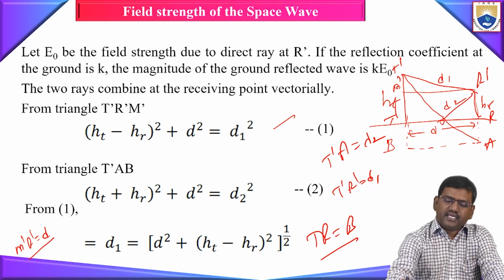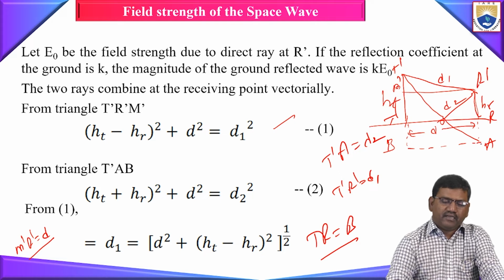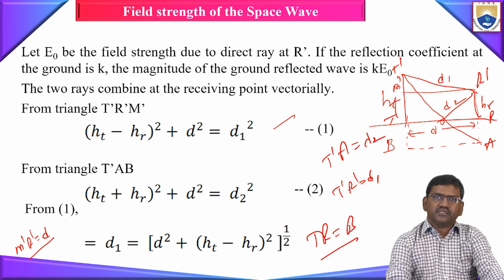Similarly, you can take the triangle T dash AB. From this triangle we can write HT plus HR whole square plus D square is equal to D2 square.